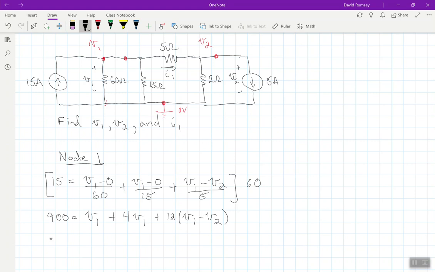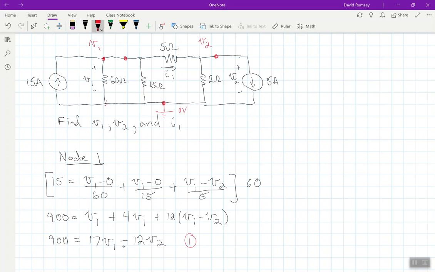Now cleaning it up a tiny bit more, combining like terms, you get 1 plus 4 is 5, plus 12, so we'd have 17v1 minus 12v2. So this is, I'm going to just label it equation 1. So it's still a simple equation, but I got two unknowns.